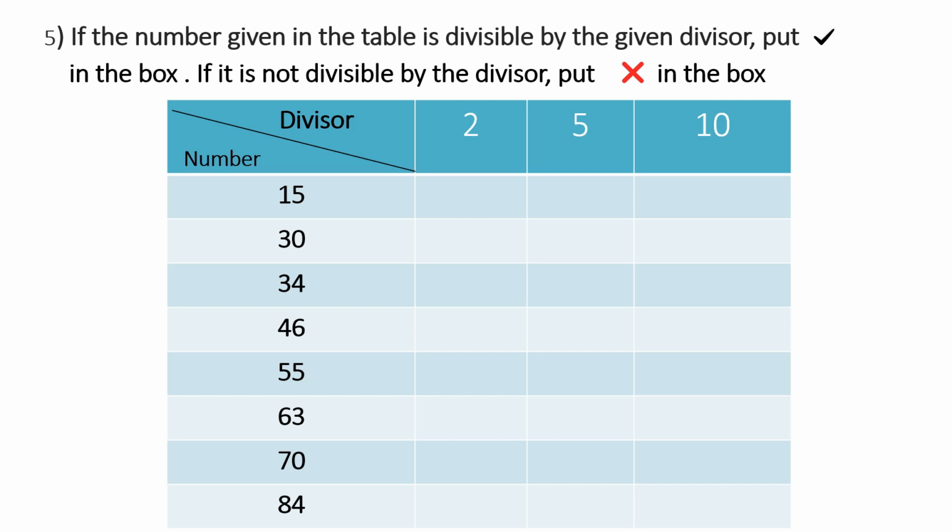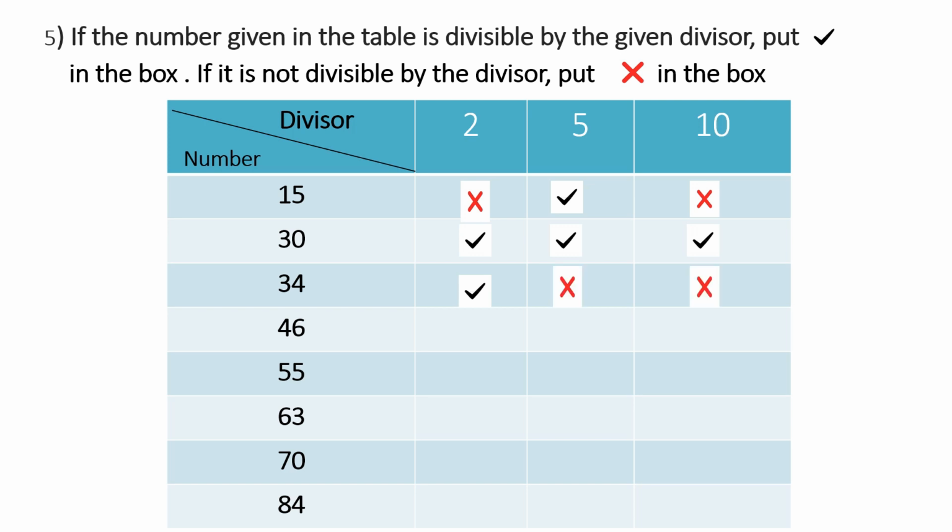Now see here, 15. 5 is in the units place. So it is divisible by 5, but it is not divisible by 2 and 10. Next, 30. 0 in the units place, so it is divisible by 2, it is divisible by 5, and it is divisible by 10 also. Then 34. 4 is in the units place, so it is only divisible by 2. It is not divisible by 5 and 10.